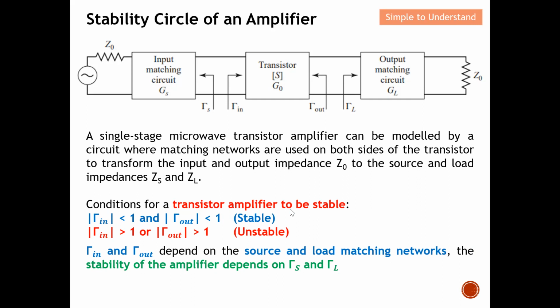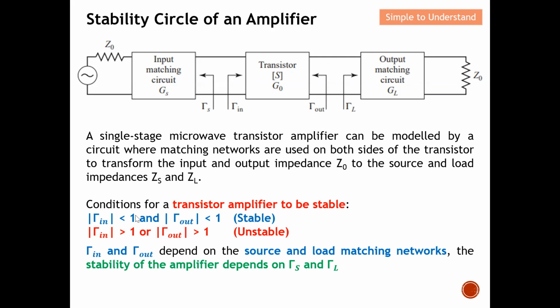As I mentioned, there are certain conditions the transistor needs to meet in order to ensure that it is stable. In short, if theta in is less than 1 and theta out is less than 1, which means negative feedback, they are stable. However, when theta in is greater than 1 or theta out is greater than 1, this causes the amplifier to be unstable. So in short, in order to ensure the amplifier remains stable, these two conditions must be met.